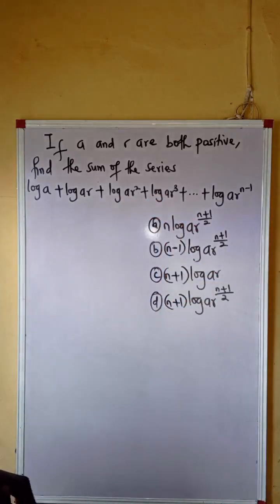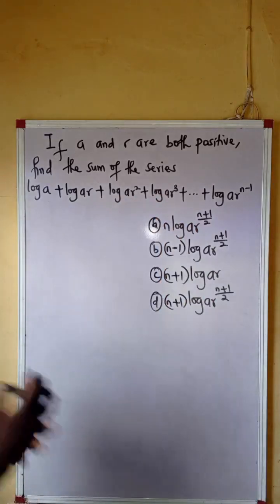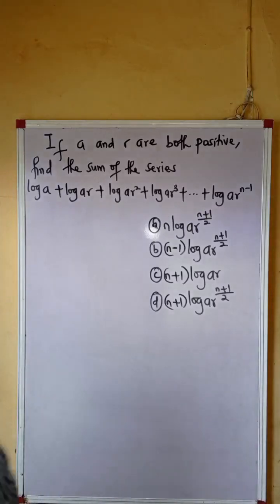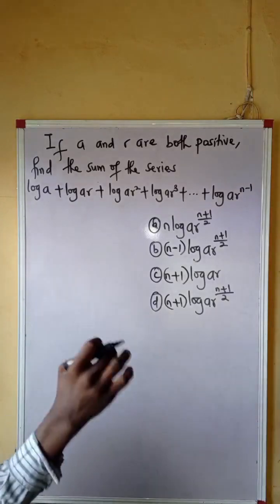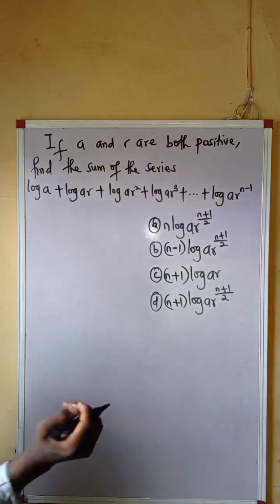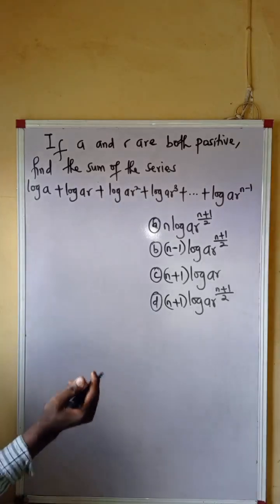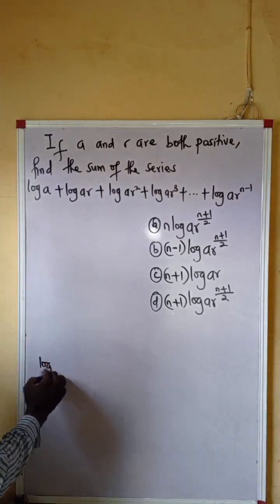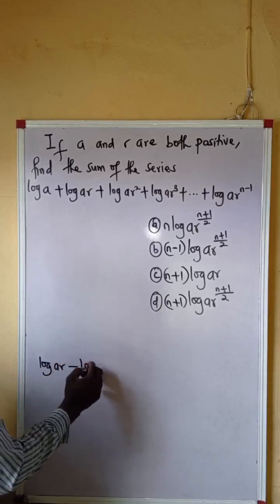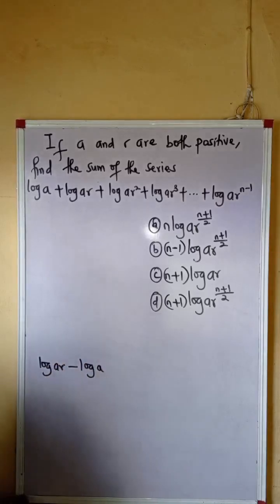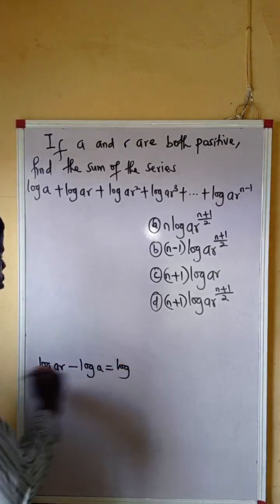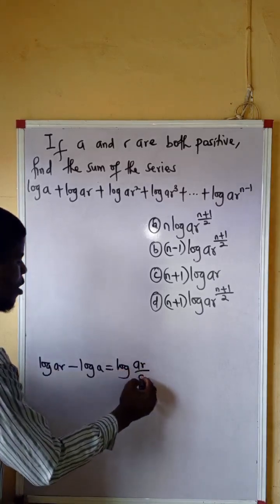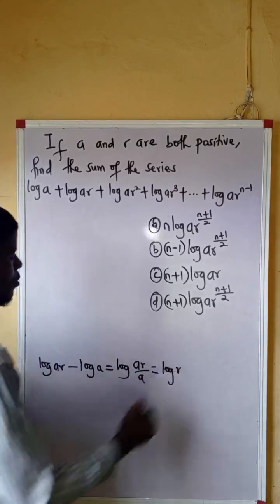First of all, what type of sequence is it? Is it an arithmetic sequence or a geometric sequence? Okay, let's verify. For an arithmetic sequence, we have a common difference, and for a geometric sequence, we have a common ratio. The common difference is the second term minus the first term. So if I say log ar minus log a, what will it give me? This will give me log of ar divided by a, by the law of logarithm, and that will give me log r.